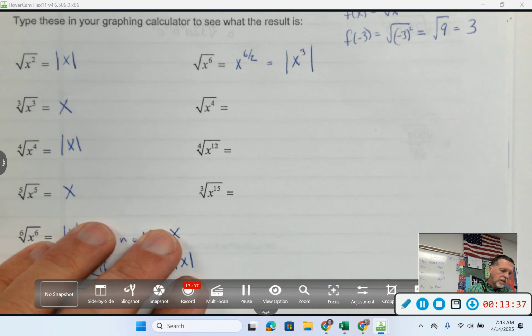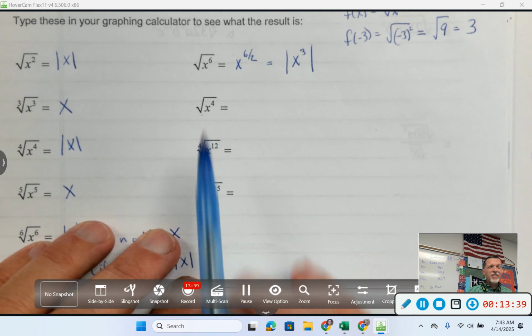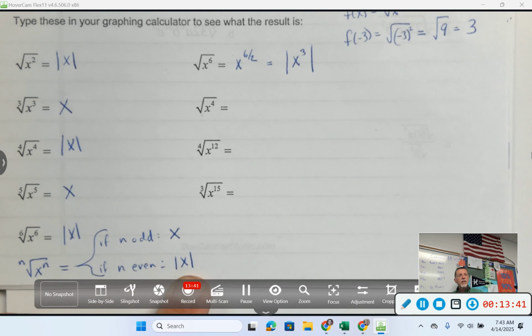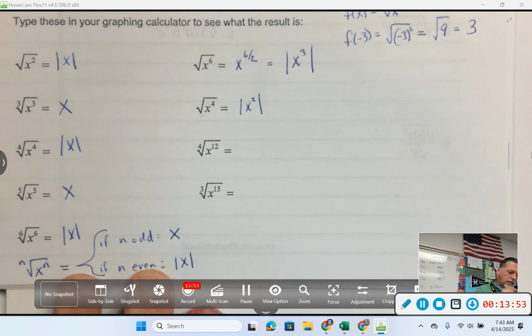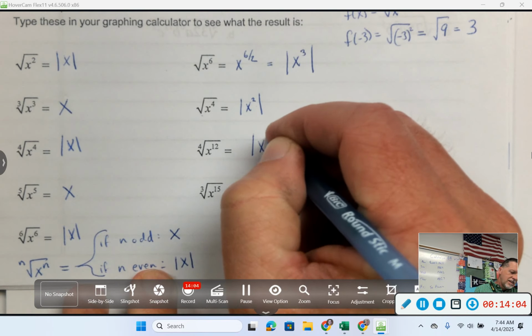What about the square root of x to the fourth? It'd just be absolute value of x squared. Good. It's an even root, so you know it's going to be positive. What about the fourth root of x to the 12th? Absolute value of x cubed.